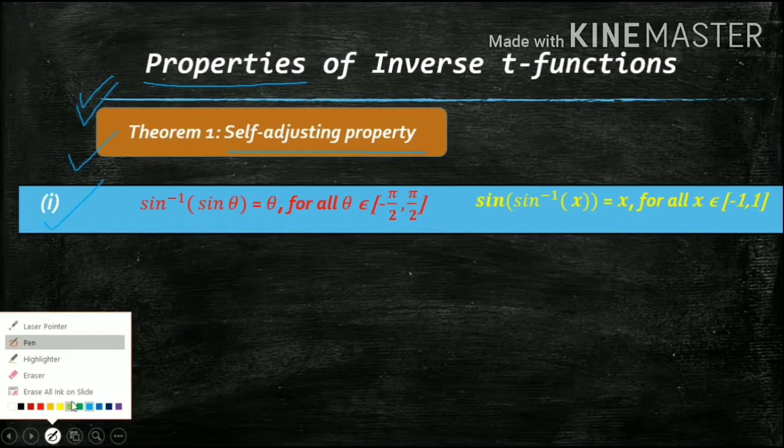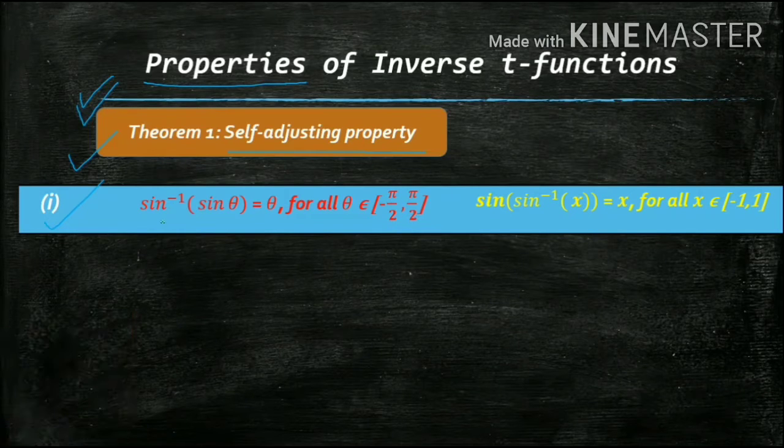It is telling you sine inverse of sine theta is nothing but theta for all theta belongs to the closed interval [-π/2, π/2]. And second, sine of sine inverse x equals x for all x in the closed interval [-1, 1]. So this is a very important property. Whenever you have sine inverse outside and sine of some angle inside, you will directly write that as theta. You will not compute that value.